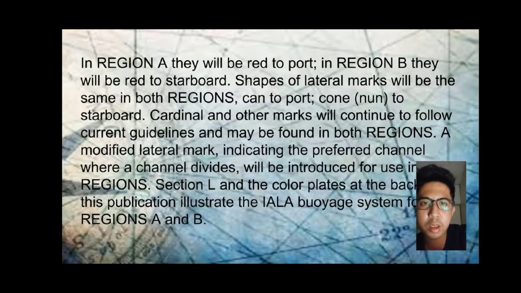In Region A, they will be red to port. In Region B, they will be red to starboard. The shape of the lateral mark will be the same in both regions: can to port, cone to starboard. Cardinal and other marks will continue to follow current guidelines and may be found in both regions.